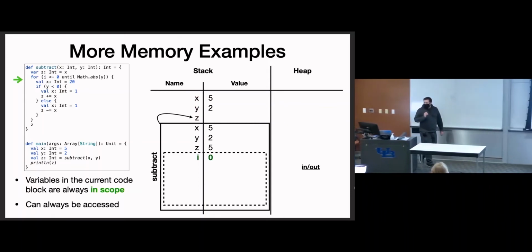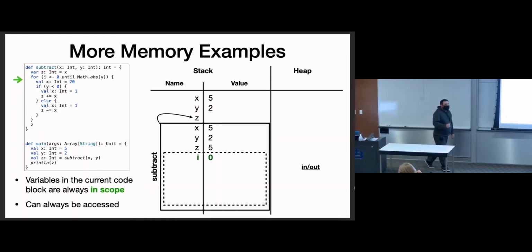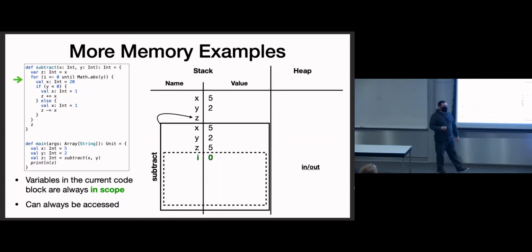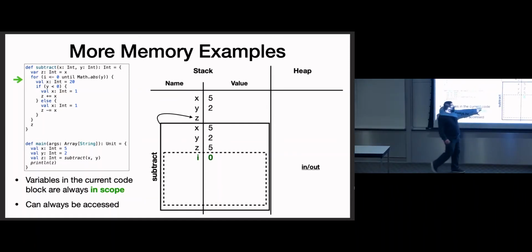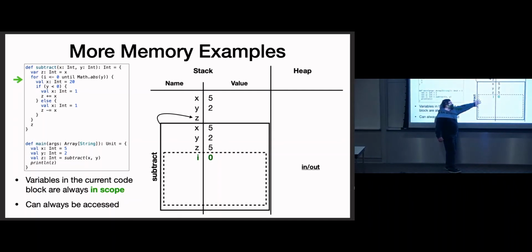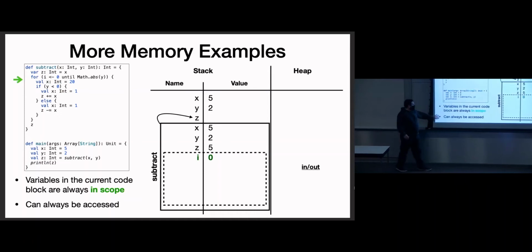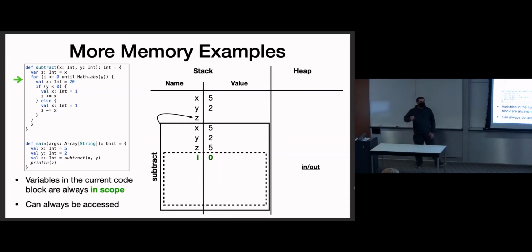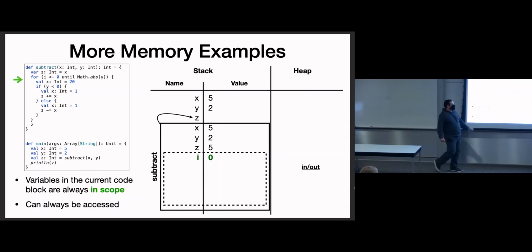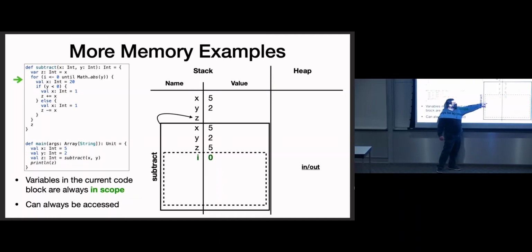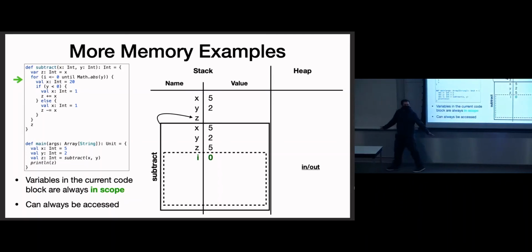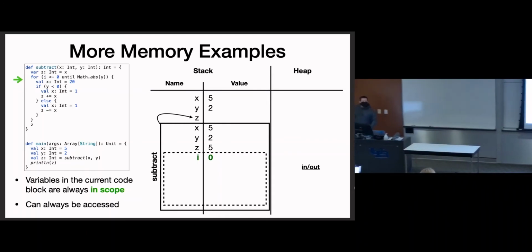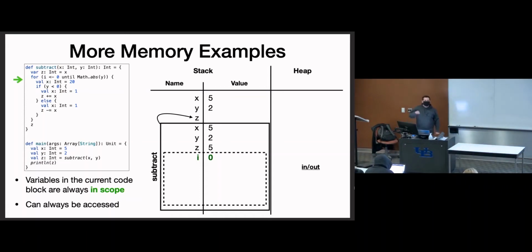Variables inside the current code block are always in scope. I'll give a strong always on that. I can't even think of an exception to that. Inside the currently running, innermost code block, once we have multiple code blocks, any variables declared inside that block, inside that dashed line, are always in scope. Right now, i is in scope. I don't have to look at anything else on the stack. I can always access i at this moment in the code. If I type i, it's that i that's being accessed.